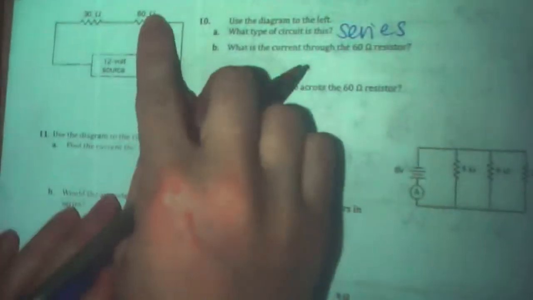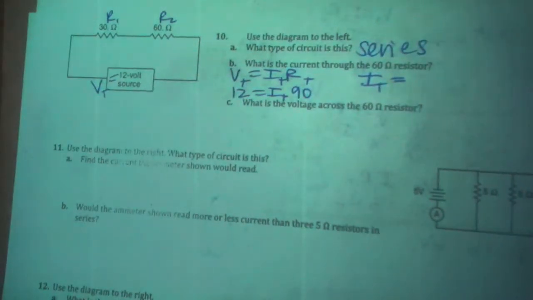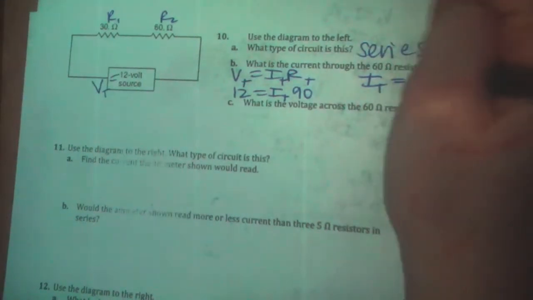Number 10, what type of circuit? This is a series circuit. To find the current through the, I'm going to call this R2 and R1, this is V total. Well, to find current, I'm going to use V equals IR, and the only voltage I have is total voltage, so I'm going to plug in 12, I total. I have to use R total, which is 90 when I add them together. Divide over, I get my total current, it's a decimal for sure, 0.133 amps.